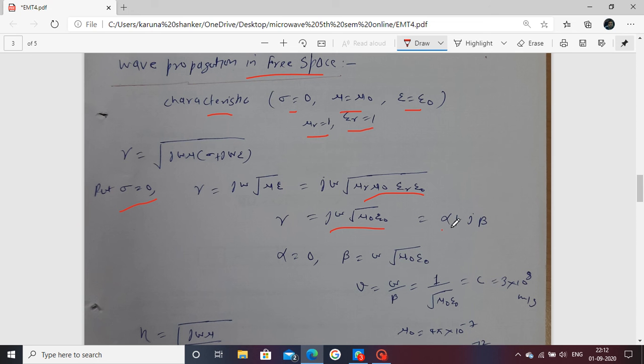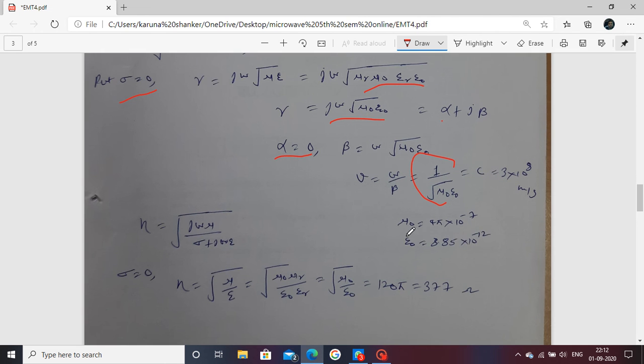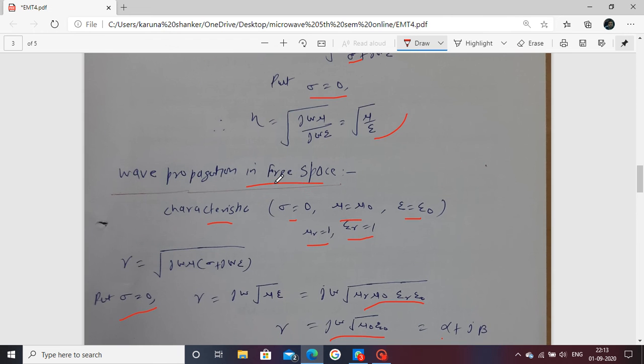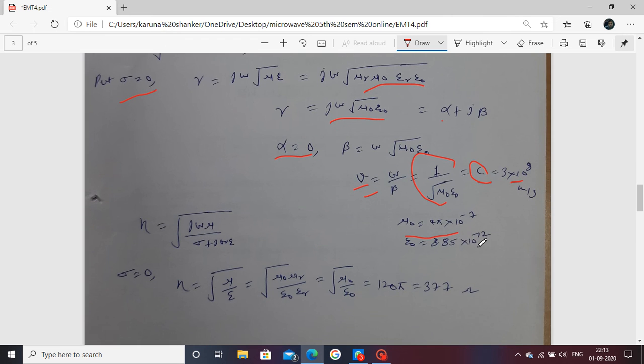With mu naught and epsilon naught, gamma is equal to alpha plus j beta. Now compare: the real part alpha is 0, so alpha is equal to 0, and beta comes to this value, and wave velocity is omega by beta. Now put the values of mu naught and epsilon naught and solve. The value comes out in terms of the velocity of light in free space, 3 × 10⁸ meters per second. This means the wave travels in free space at the speed of light.